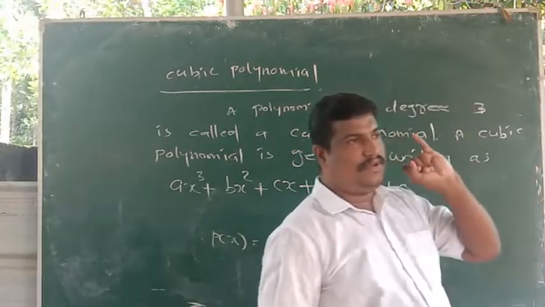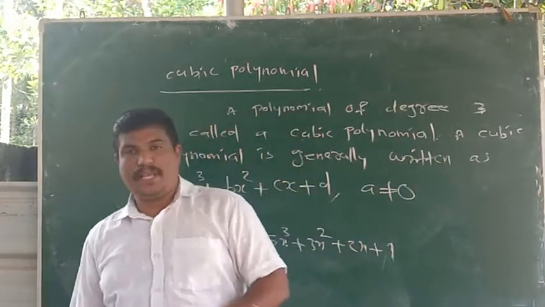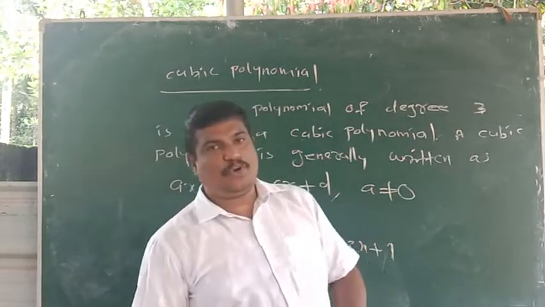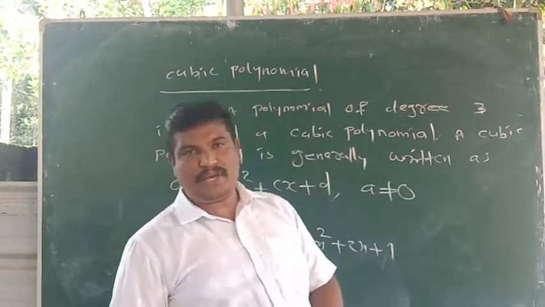Clear? So first we studied the degree of the polynomial, then 3 types of polynomial: linear polynomial, quadratic polynomial, cubic polynomial. All of you know? Any doubt?